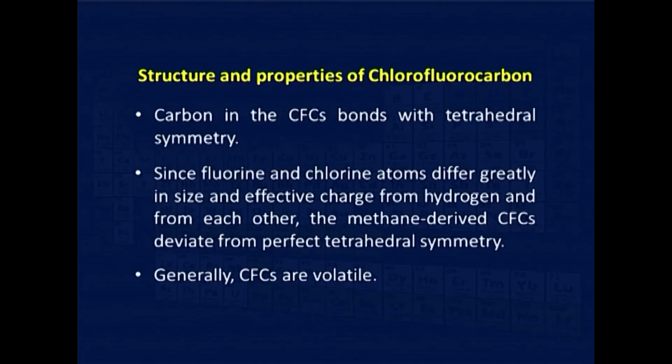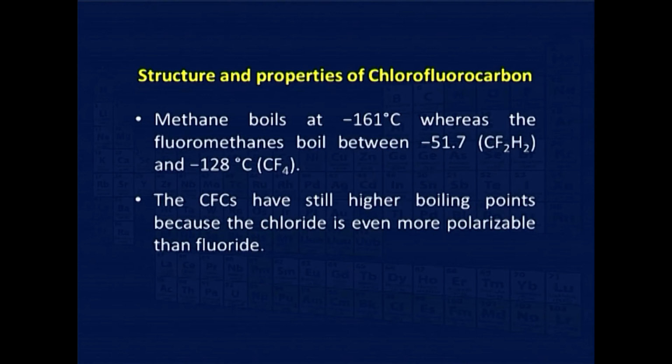Let us discuss the structure and properties of chlorofluorocarbon. Carbon in the CFC bonds with tetrahedral symmetry. Since fluorine and chlorine atoms differ greatly in size and effective charge from hydrogen and from each other, the methane derived CFCs deviate from perfect tetrahedral symmetry. Generally, CFCs are volatile in nature. Methane boils at minus 161 degrees centigrade, whereas the fluoromethanes boil between minus 51.7 and minus 128 degrees centigrade. So, this is the difference between the boiling point of methane and the fluoromethanes.